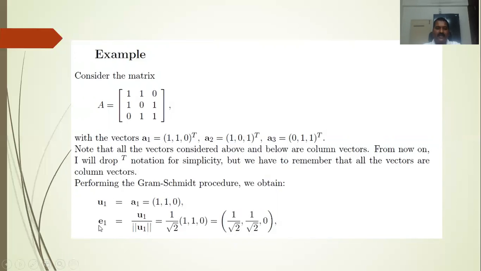So you have U1, then E1 is U1 by norm U1. What is norm U1? Root 2. So 1, 1, 0 by root 2. Every component is divided by root 2. So this is my normalized vector E1, which I got from U1.